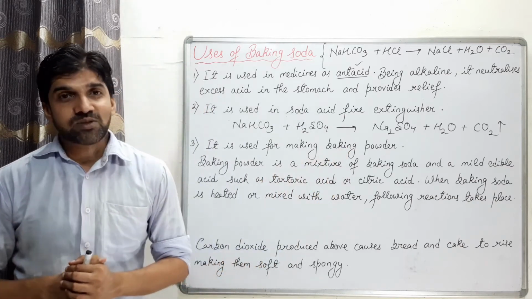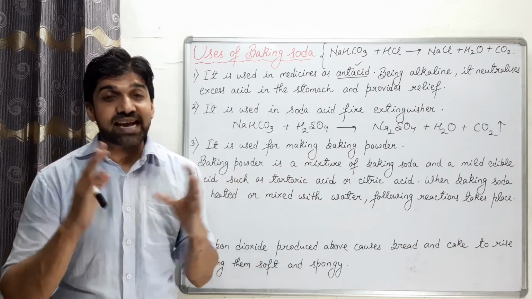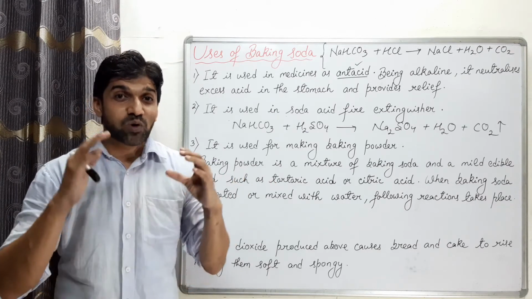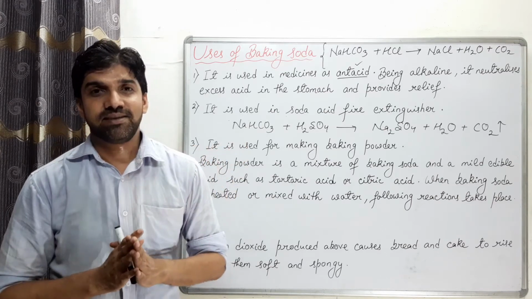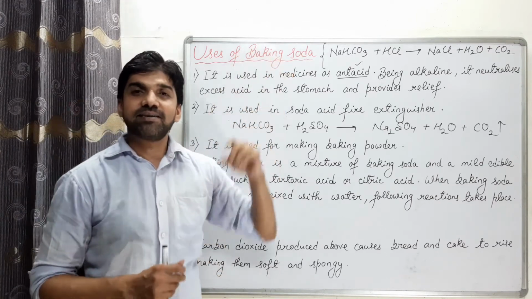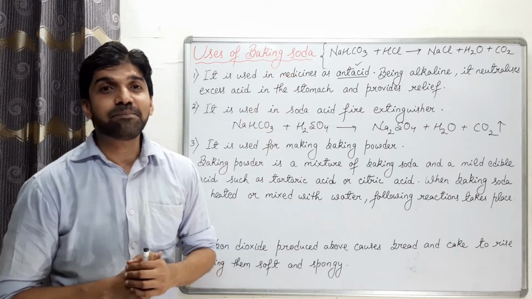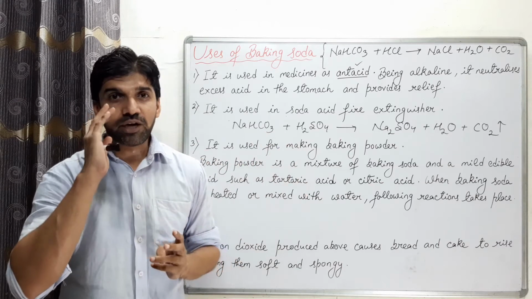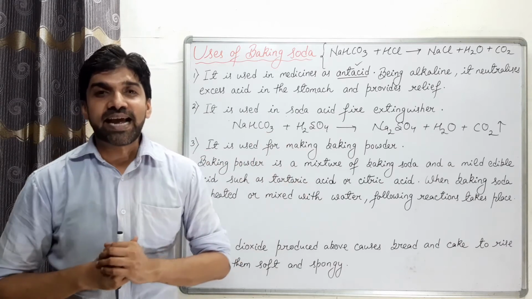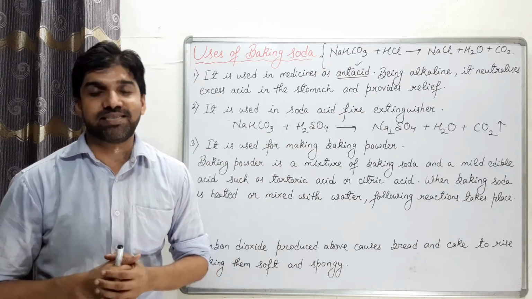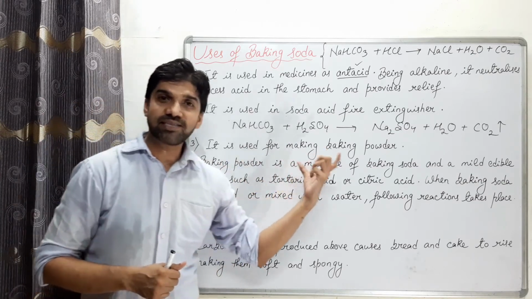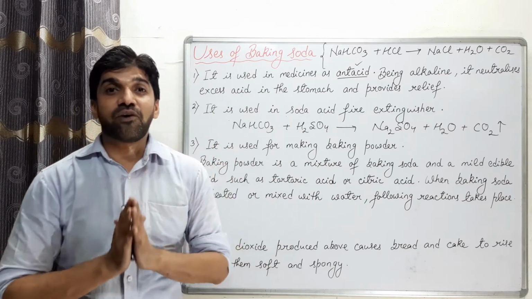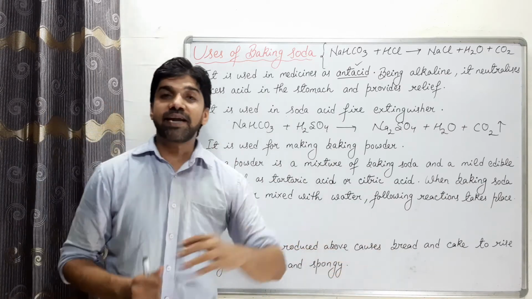Now the question arises, why do we add these edible acids, the tartaric acid or citric acid? To remove the bitterness. ये base है ना, baking soda, and bases are bitter in taste. So to remove the bitterness, to neutralize the base, we add a small amount of edible acid, tartaric acid or citric acid. And this baking soda is widely used for making bread and cake.